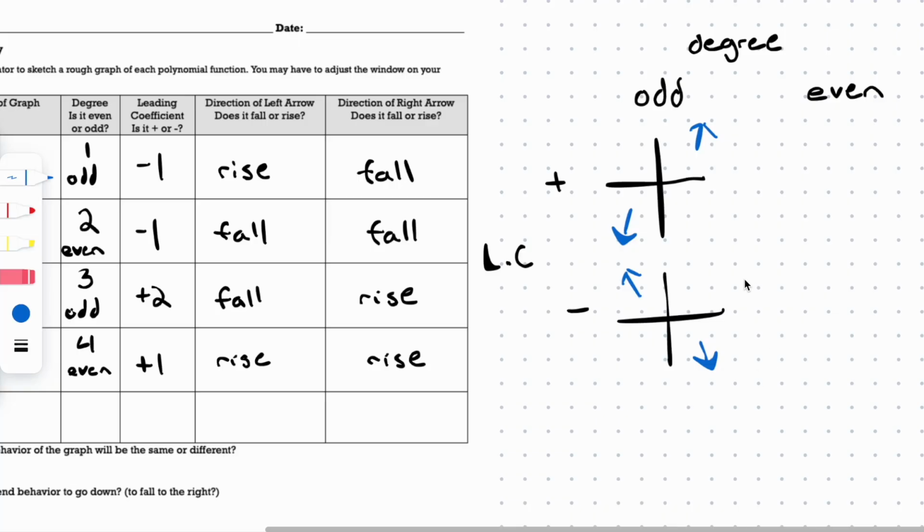Okay? And based on the degree in different parts of the function, this middle part will change. But we're just looking at generally as we go towards the extremes, as we go towards positive infinity in the x direction or negative infinity in the x direction. How does our y value change? What does our y value approach?